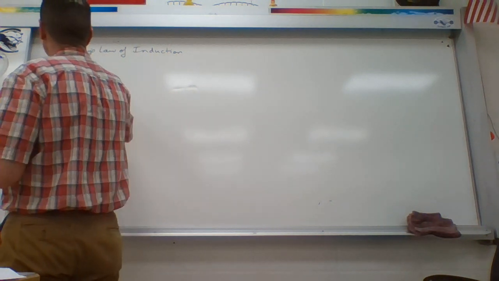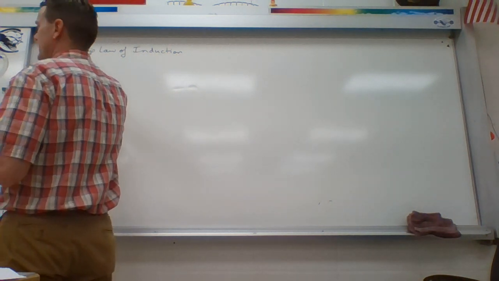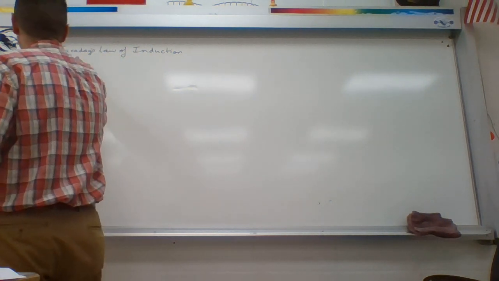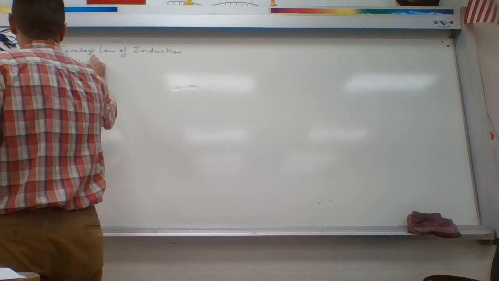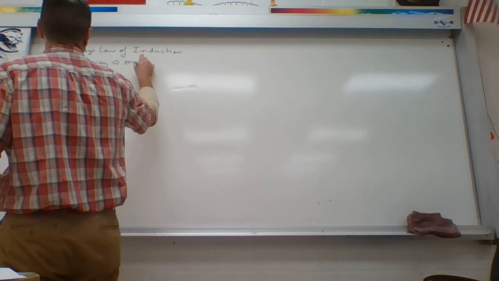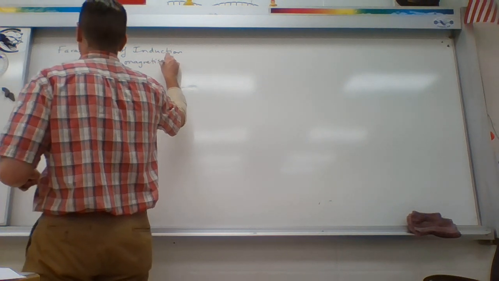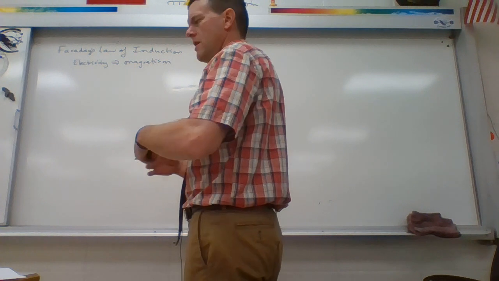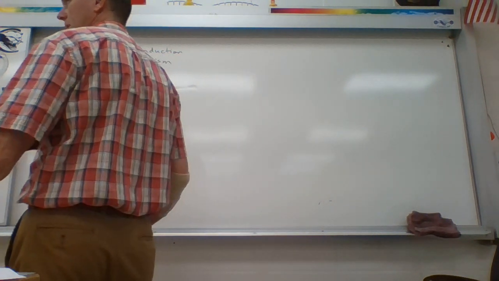Basically, with Faraday, we knew that electricity could act like a magnet. So electricity can cause magnetism. Ørsted figured that out by running a current through a wire. We've seen that happen, how a current in a wire can make it act like a magnet.